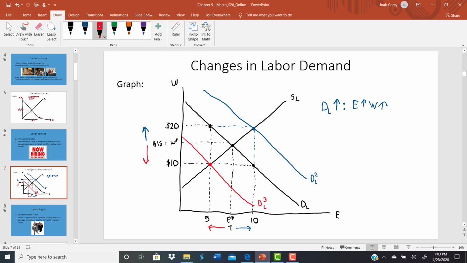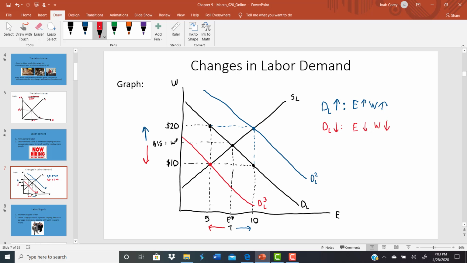You tend to have lower levels of employment or higher unemployment, and people tend to get paid less than in those more economically beneficial times. So when the demand for labor goes down, it makes sense intuitively that your employment level will go down and your wage level will go down.